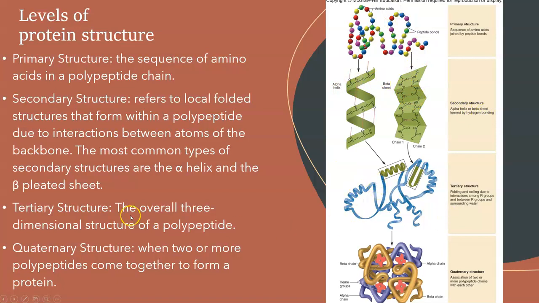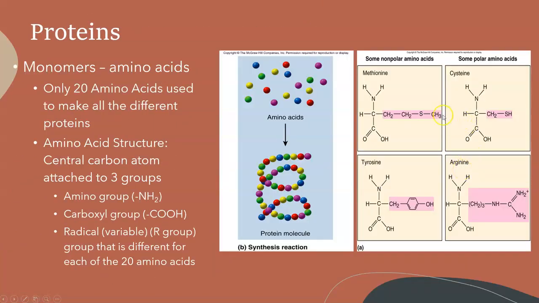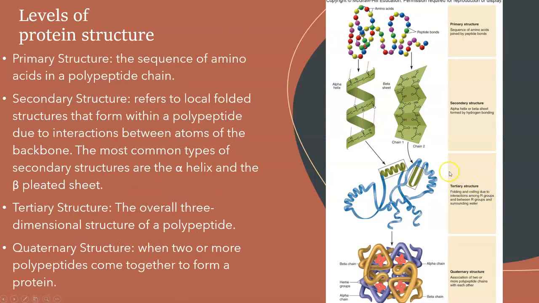Tertiary structure is the overall three-dimensional structure of the polypeptide, and I said that this was due to R groups. No, this is just due to interactions between the molecules. The R groups, if we went all the way back here, interactions between the R groups is what makes the overall three-dimensional structure.